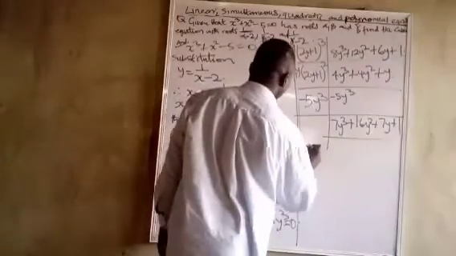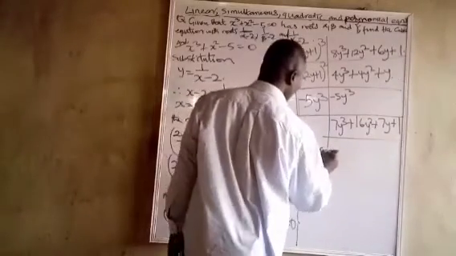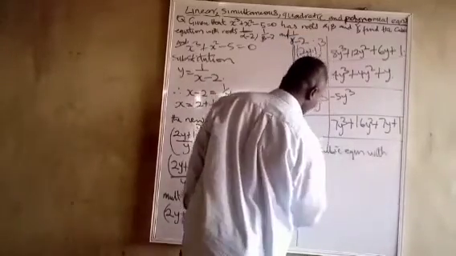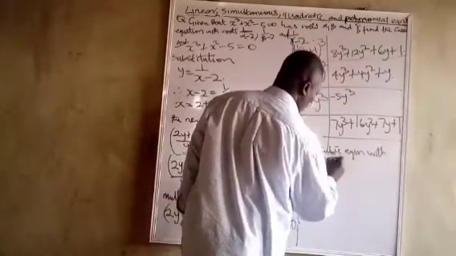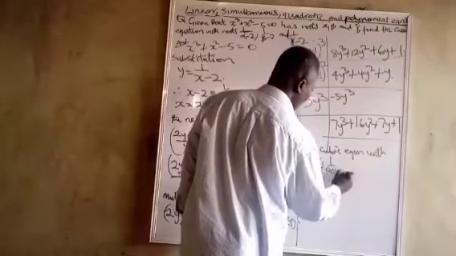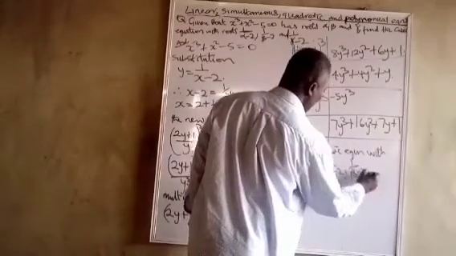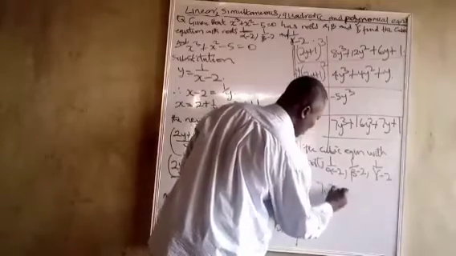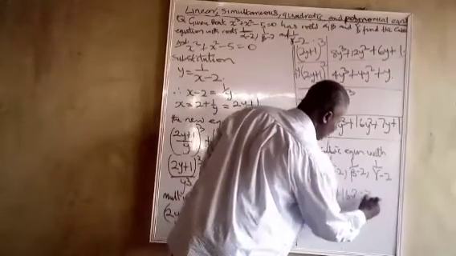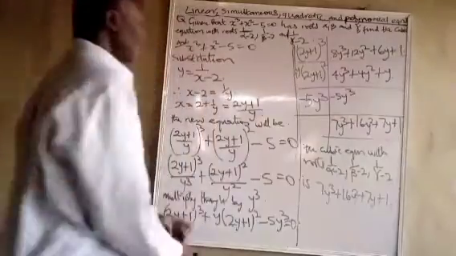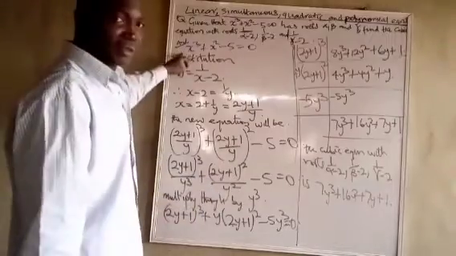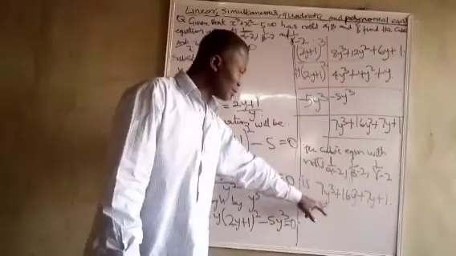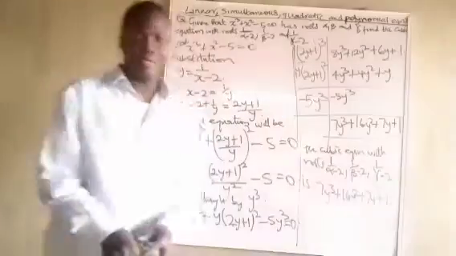So the cubic equation with roots 1 over alpha minus 2, 1 over beta minus 2, 1 over gamma minus 2 is 7y cubed plus 16y squared plus 7y plus 1. So what this means is, if the roots of this are alpha, beta, gamma, the roots of this one will be 1 over alpha minus 2, 1 over beta minus 2, 1 over gamma minus 2.